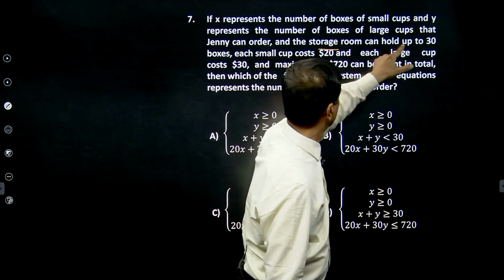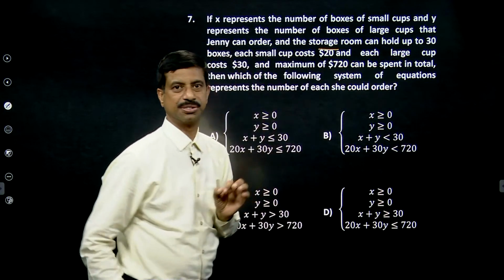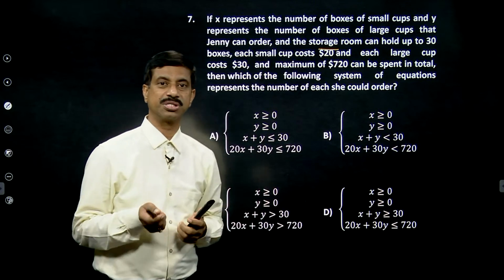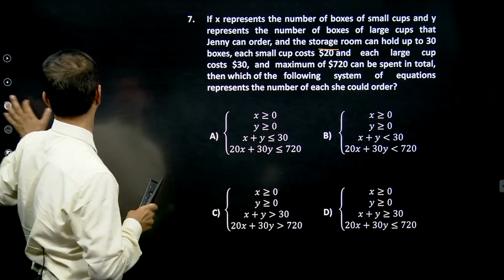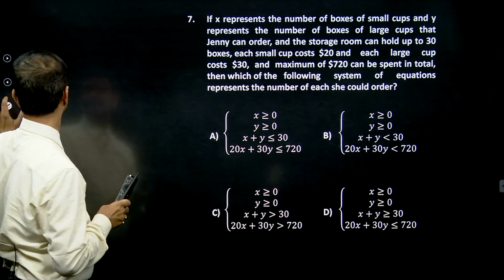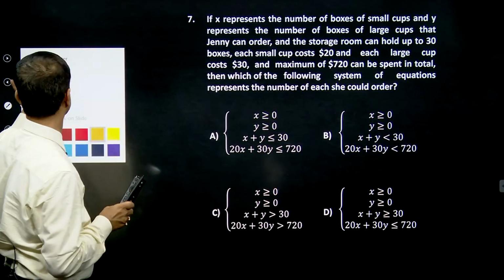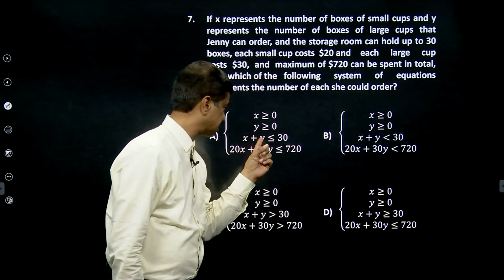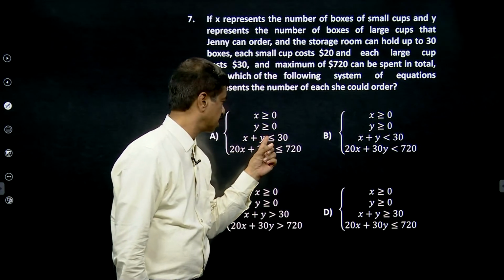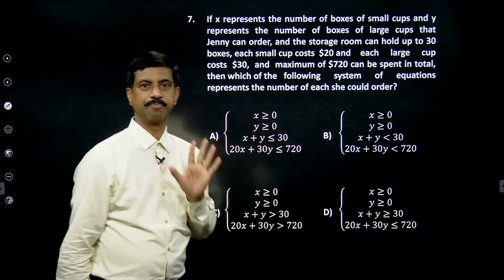The storage room can hold up to 30 boxes, which means the maximum number of boxes of small cups and large cups together should be only 30. So, it cannot be more than 30. Therefore, the number of small cup boxes plus the number of large cup boxes should be less than or equal to 30.